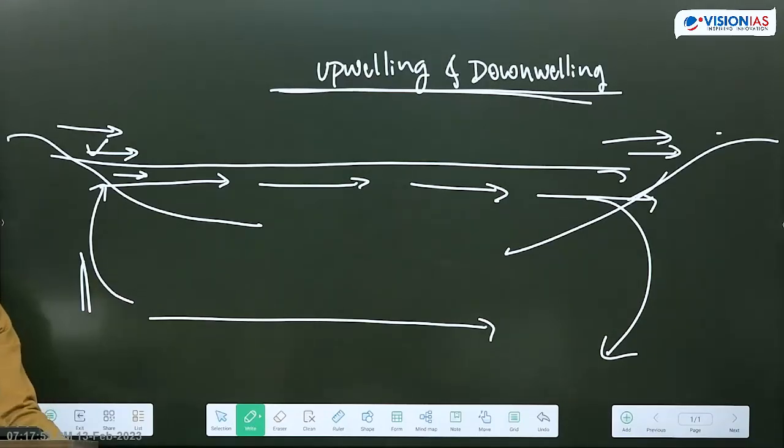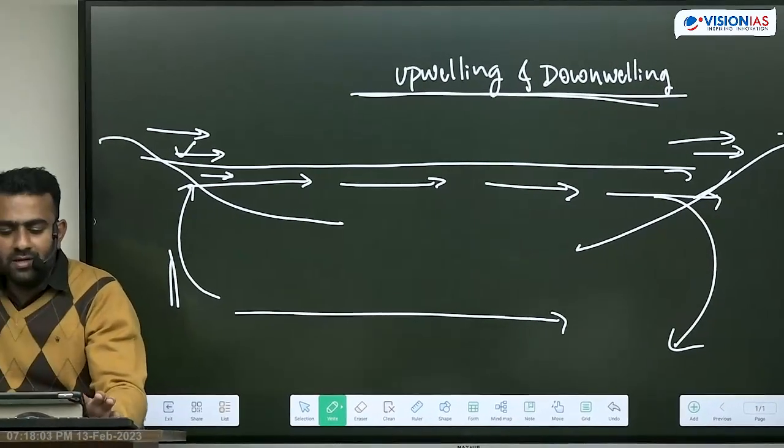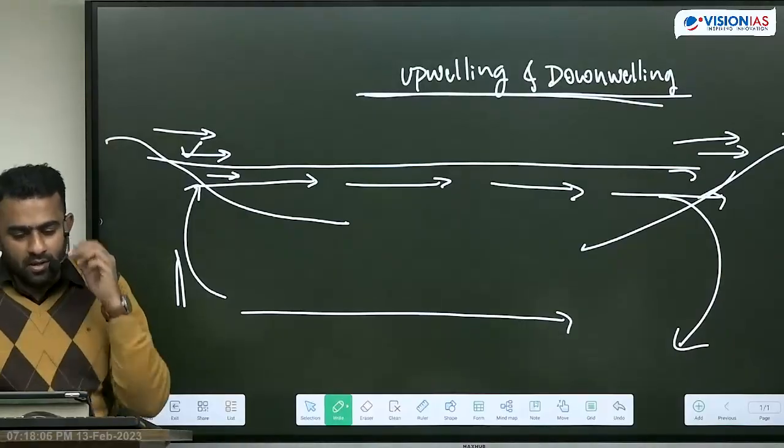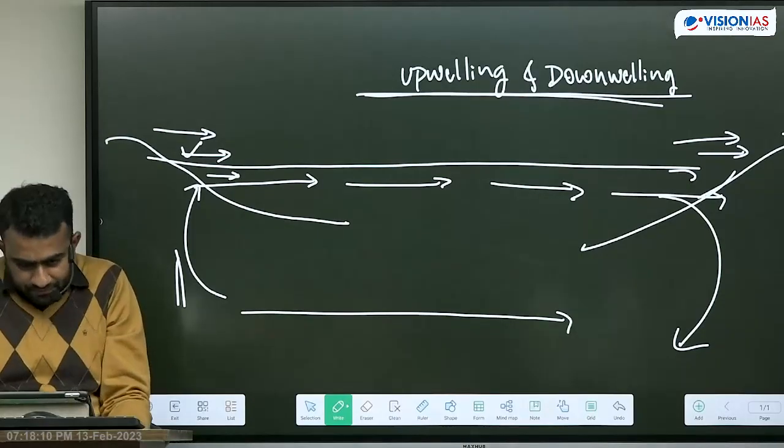Thermohaline circulations. इसका नाम है thermohaline circulation. ठीक है, right over this. Downwelling and upwelling. First, downwelling.